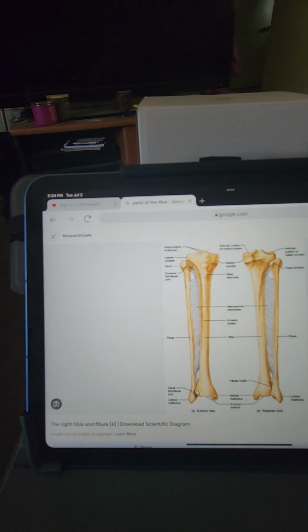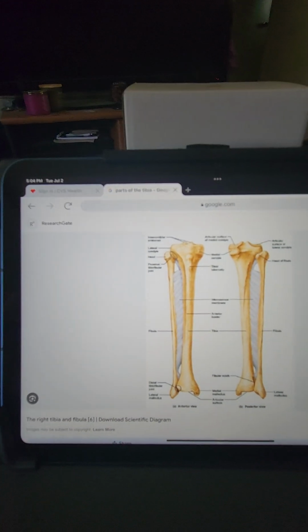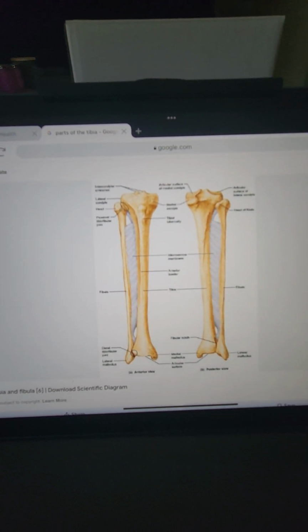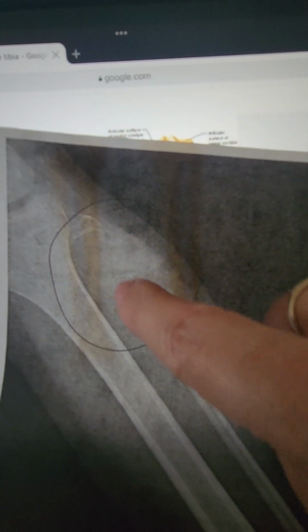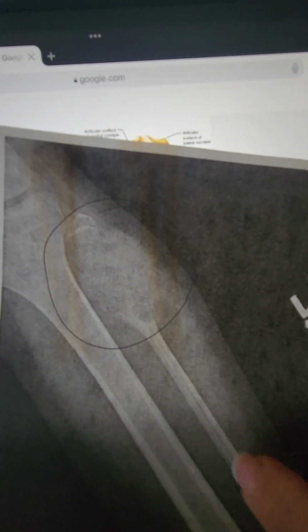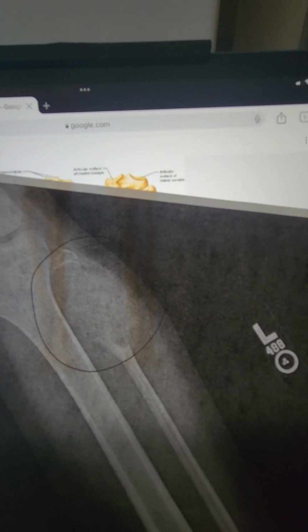Next, I would like to show you what a benign, meaning non-cancerous, giant cell tumor looks like. Let me bring it down a little bit. As you can see, I have it circled there. As you can see, the bone is eroded away. The head of the fibula should be here as we go down the leg. As you can see, there is a mass there. This happens to be a giant cell tumor.